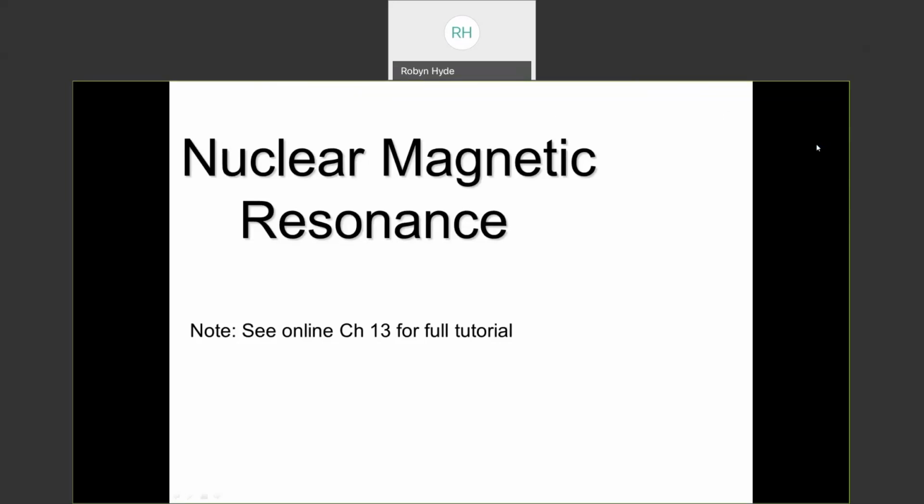I have a different set of slides that we're doing in class than what I've uploaded onto Canvas. On Canvas, I have what I call a full tutorial. It has all of my words written out. If you would like to go through all of my words, I have them all written out. I have also kept Shino's tutorial on NMR as well, and it might be useful to go through both of them.